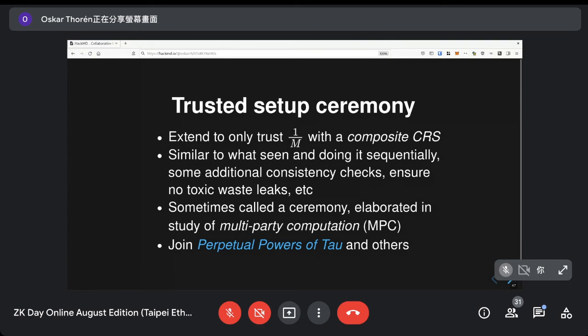Also, sometimes it's called a ceremony, and it's elaborated on in the study of multi-party computation. And you can join one yourself and participate. For example, there's the perpetual powers of tau, as well as others. So if you don't trust other people, maybe you trust yourself, and then you can be part of this ceremony.